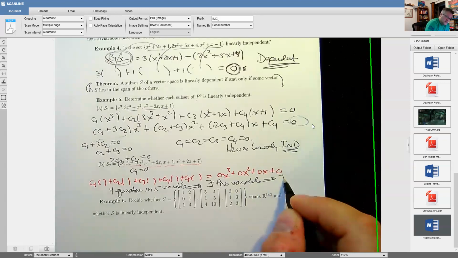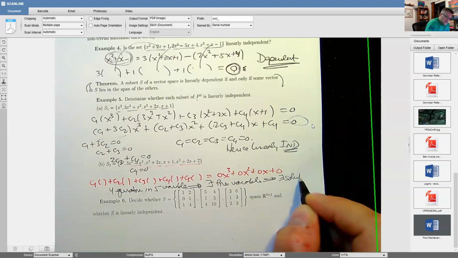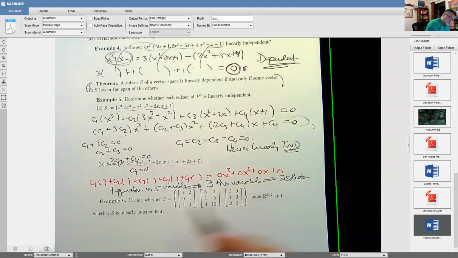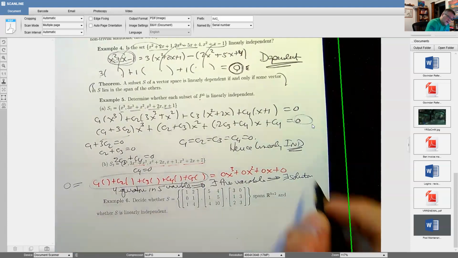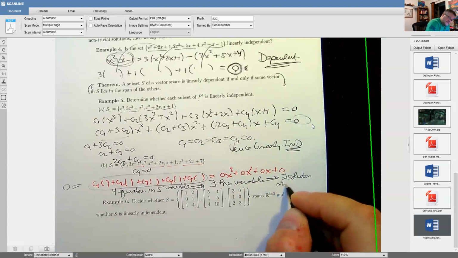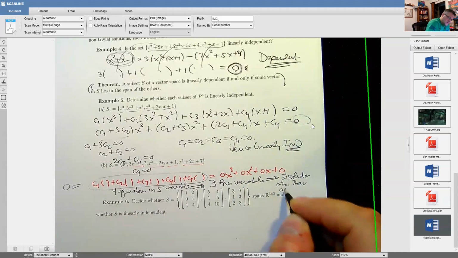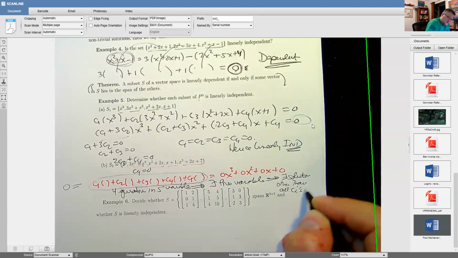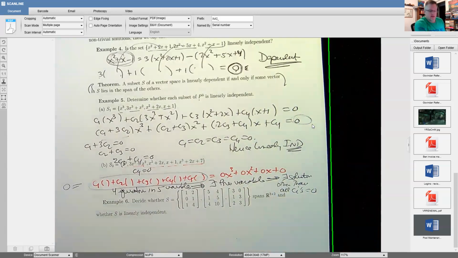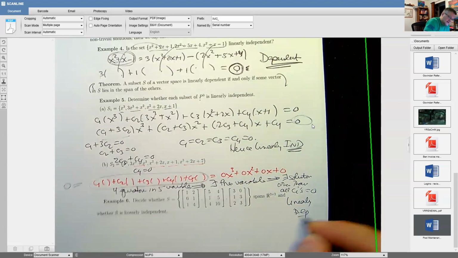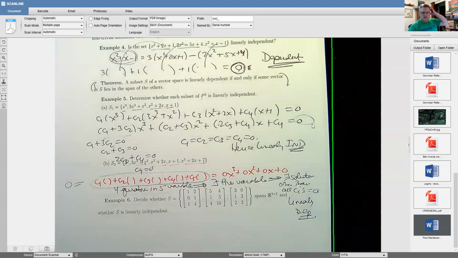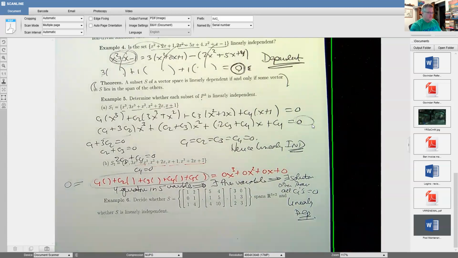So this implies there exists a solution to this equaling 0 that's other than all the ci's equaling 0. And so those functions have to be linearly dependent in that case.